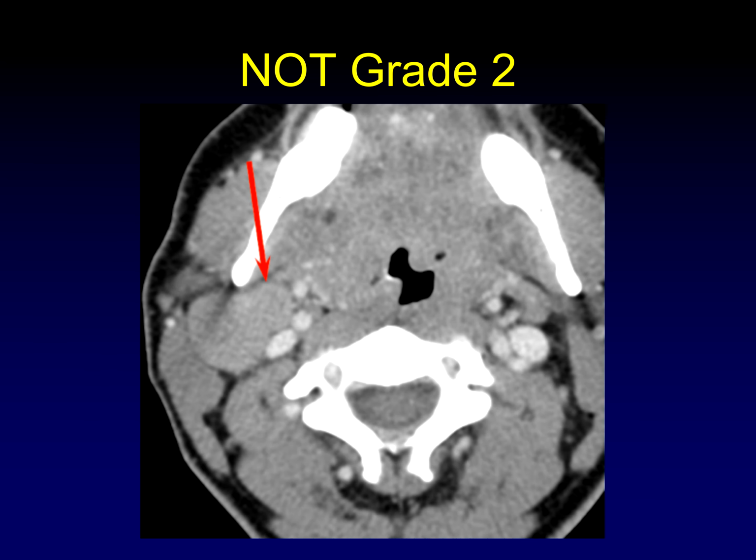Here's an example that should not be called grade 2. This is one mass with a medial lobulation. Now, is it possible that these are two nodes that grew together? Absolutely, it's possible, but it's not definitive because we frequently see lobulation of a single node. So this is possibly iENE, but it's not definitive, so it can't be used for staging. You have to be sure.